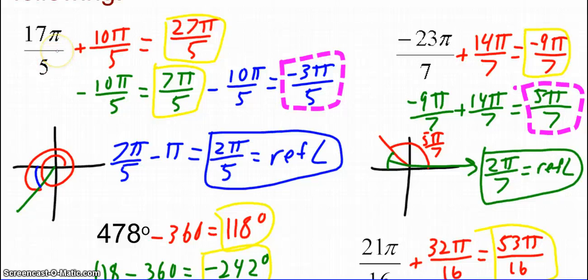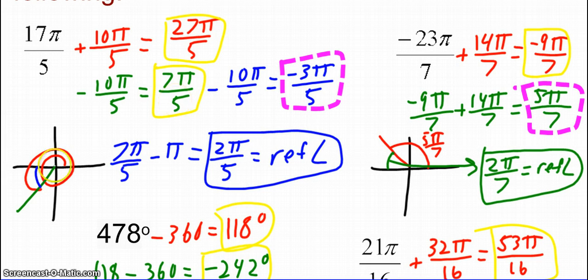Alright, so for 17 pi fifths, we're going to add 2 pi, which is 10 pi fifths, and I get 27 pi fifths. That is a positive coterminal angle. And we're going to subtract 2 pi. So I get 7 pi fifths, also a positive coterminal angle. I need to find a negative one, so I'm going to subtract 2 pi again, and I get negative 3 pi fifths. So here is a negative coterminal angle, and both of those are positive coterminal angles.